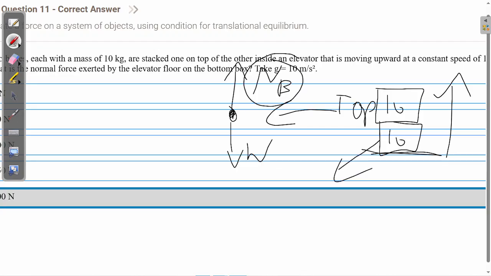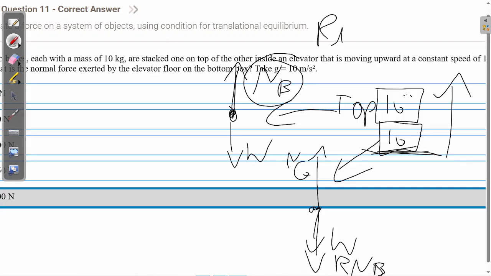In the bottom free body diagram, you'll find there's a weight, there's the normal of the ground, and there's also the reaction of NB. Since the bottom block exerts a force on the top, the top will exert the same force in the opposite direction. So since this is up, it will be down, and we'll call this R and B. It is equal to NB, but it's just in the opposite direction.